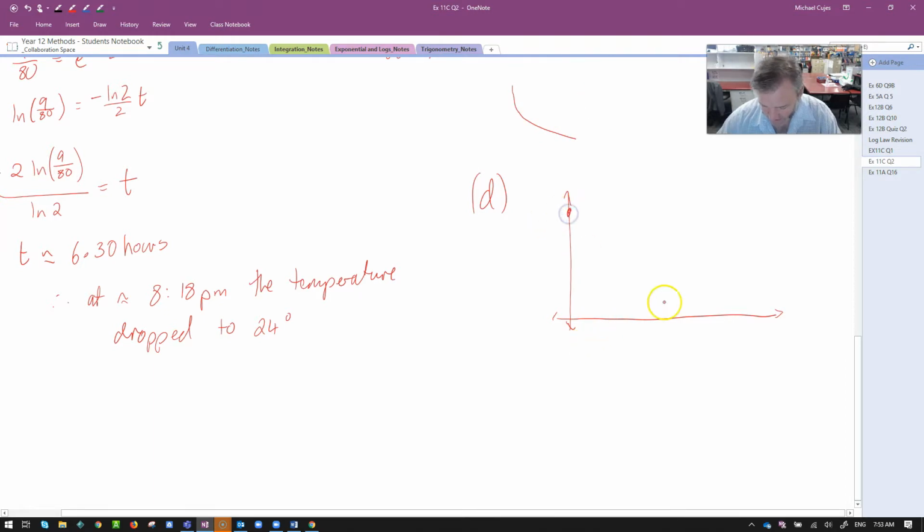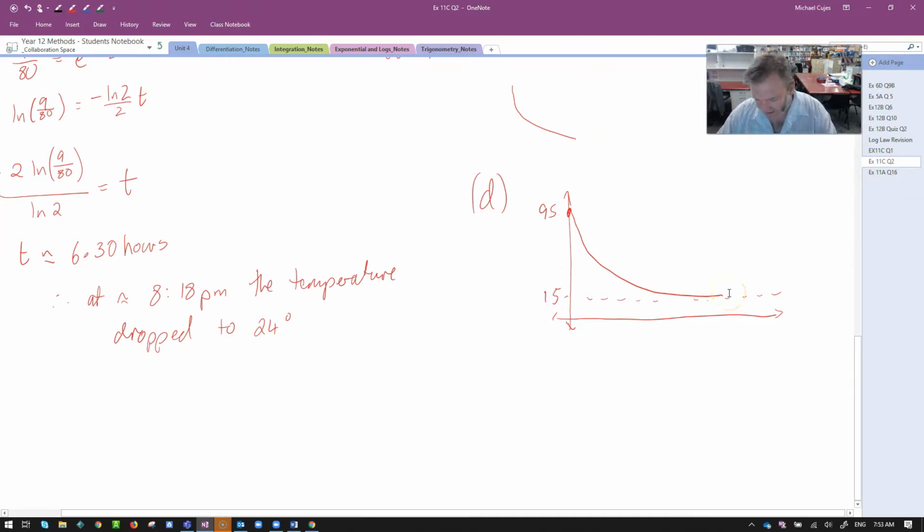It starts here at time equals 0. We can't do it before that. That's at 95. And it's going to go down and follow that shape. And we're going to have an asymptote there at 15. I think that would be a reasonable attempt for that one.